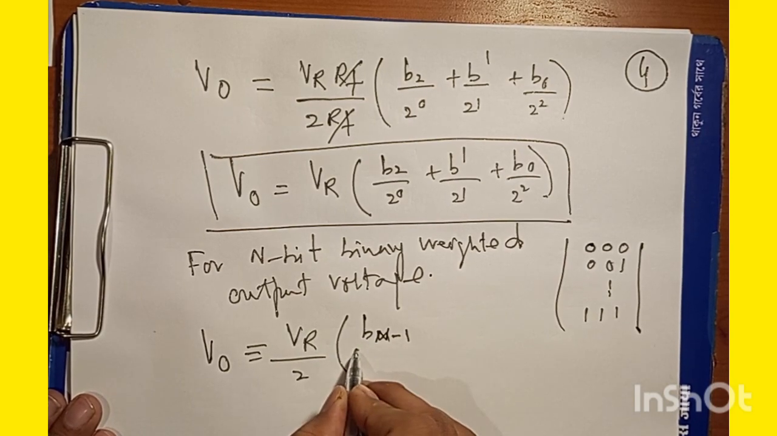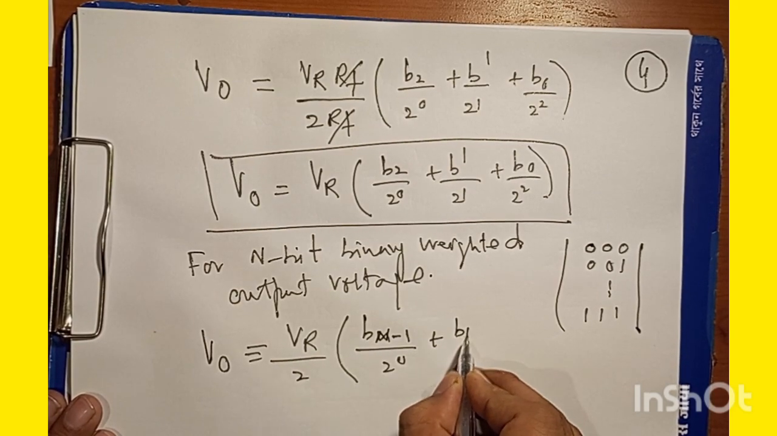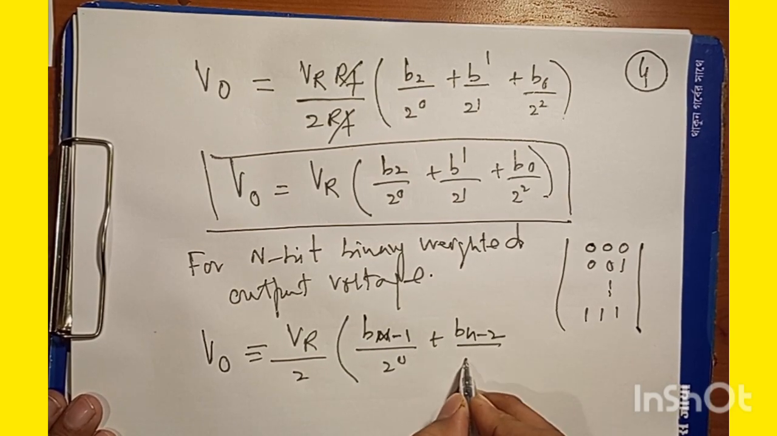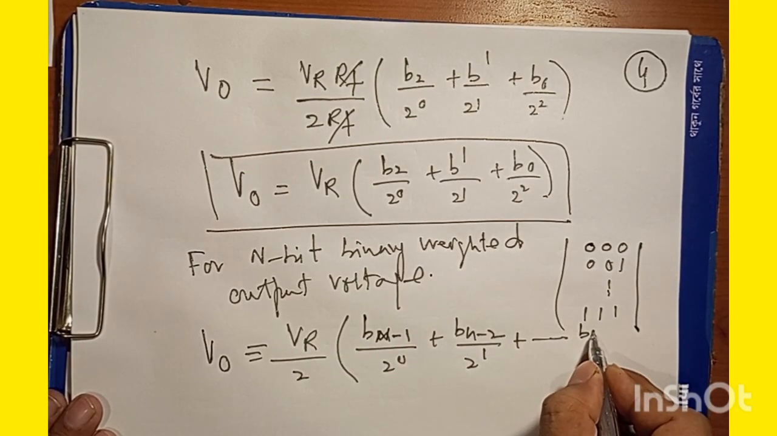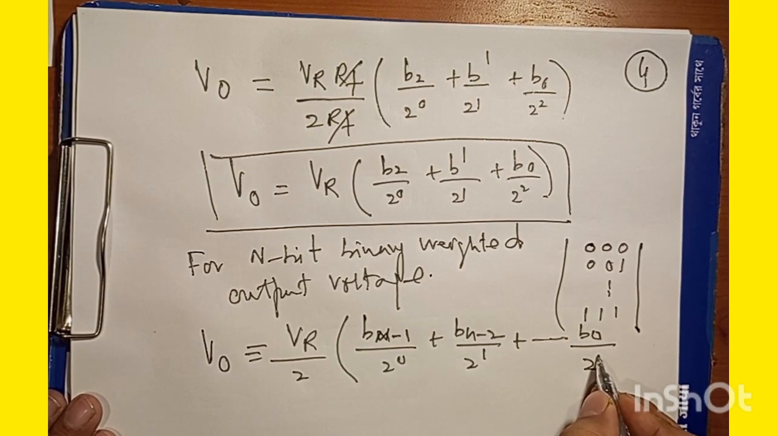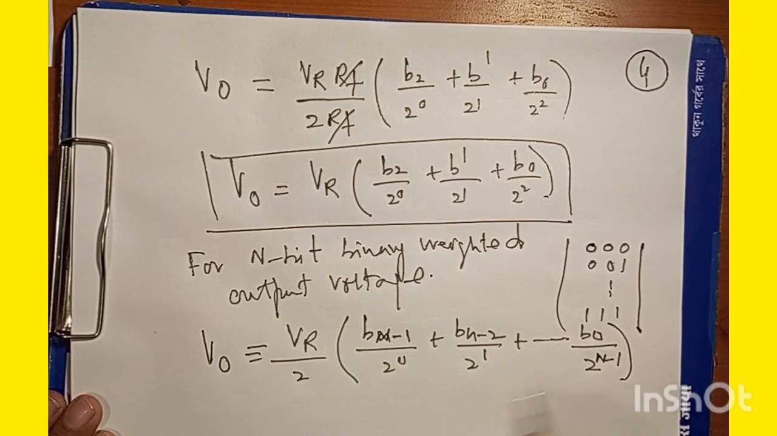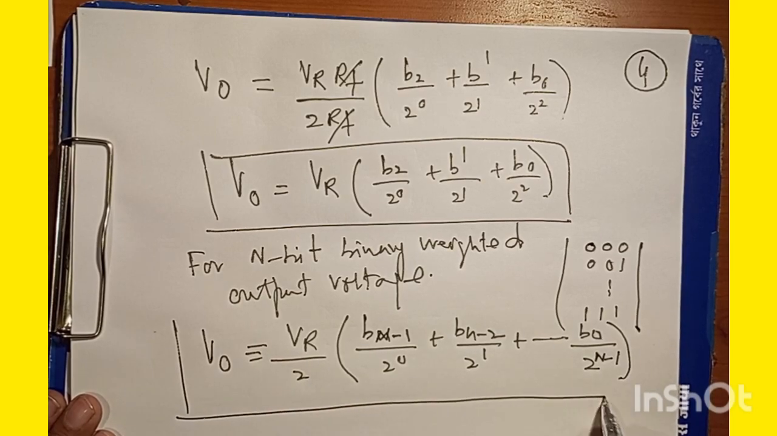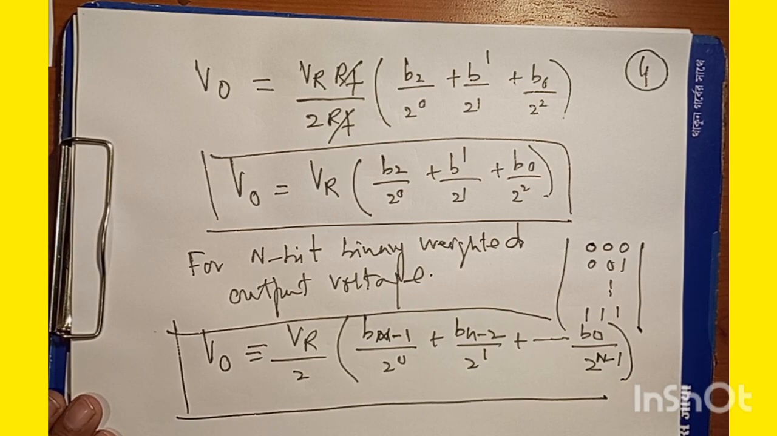So let me take this as capital. Divide by 2 to the power of 0 plus Bn minus 2 divided by 2 to the power of 1 plus, and so on and so forth, B0 by 2 to the power of n minus 1. So this will be the generalized output that we can expect from this DAC by making use of the analysis that we have carried out.